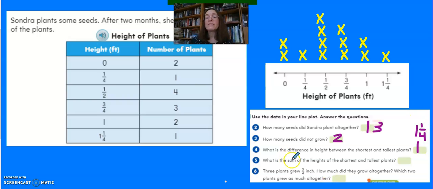Okay, what is the sum? Ooh, that's adding, of the heights of the shortest and tallest plants. I would say that if the shortest one is 0, and this is 1 1/4, then it's definitely 1 1/4. But if we're not counting these guys, then the difference between these two is 1 foot. And this is where you'd want to at least put in the foot abbreviation.